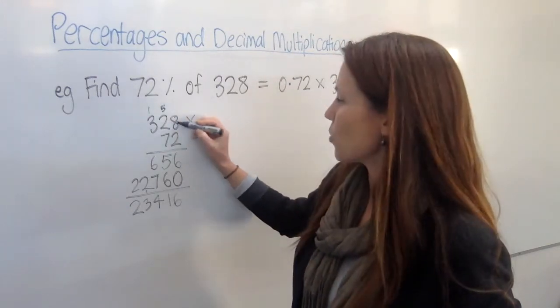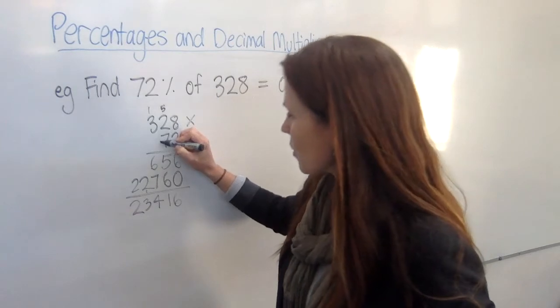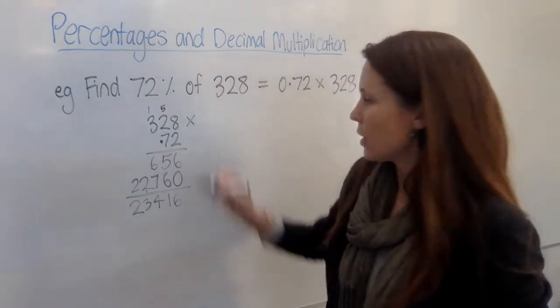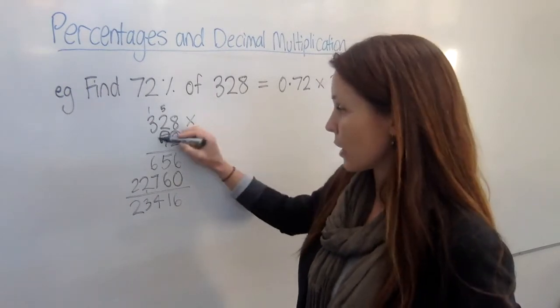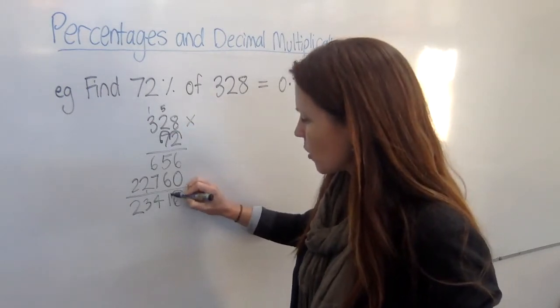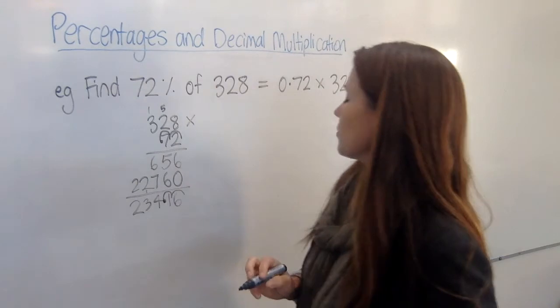At this point you can say, well, all right, I don't want 328 times 72. I want 328 times 0.72. Now, there's 2 jumps of the decimal point in the question altogether. So we need 2 jumps of the decimal point in the answer.